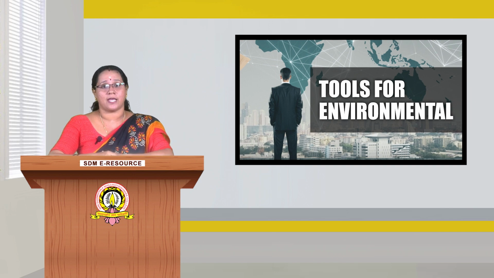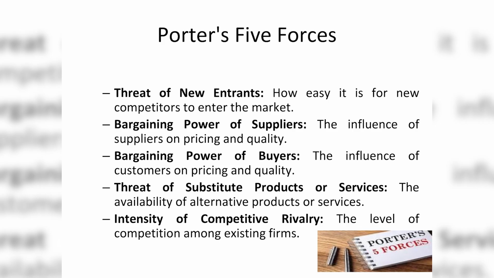The next tool which can be used is Porter's 5 force model. So this model helps you to know what are all the forces that are going to affect your business. Threat of new entrants, bargaining power of the supplier, bargaining power of the buyer, threat of substitute products or services, and the competitive rivalry which is there in the market, which gives a competition for you.